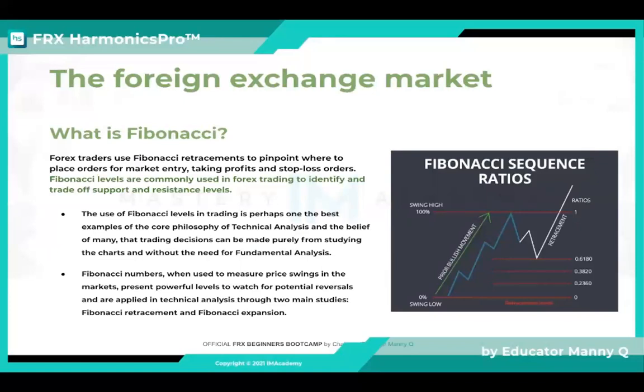So what is Fibonacci? Forex traders use Fibonacci retracements to pinpoint where to place orders for market entries, take profit levels, and stop loss levels. So you can use the fibs for entries, take profits, and stop losses. Very important. Fibonacci levels are commonly used in Forex trading to identify and trade off support and resistance levels.